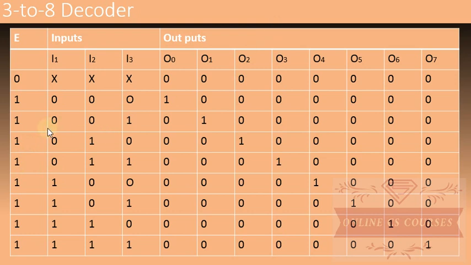If we have inputs of 0 1 0, then we will have outputs O0 will be 0, O1 will be 0, O2 will be 1, and O3, O4, O5, O6 and O7 all will be 0. If we have inputs 0 1 1, 3 inputs जो combination है वो हमारे पास 0 1 1 है, तो in this case we will have O0 will be 0, O1 will be 0, O2 will be 0, O3 will be 1, O4 will be 0, O5 will be 0, O6, O7, these all will be 0.